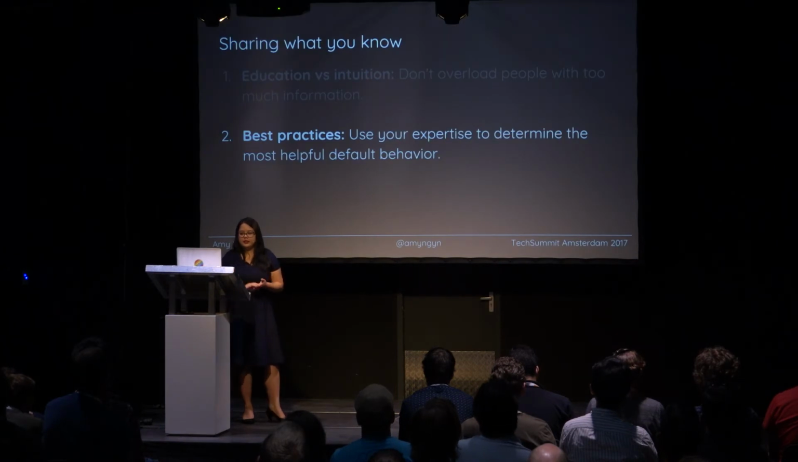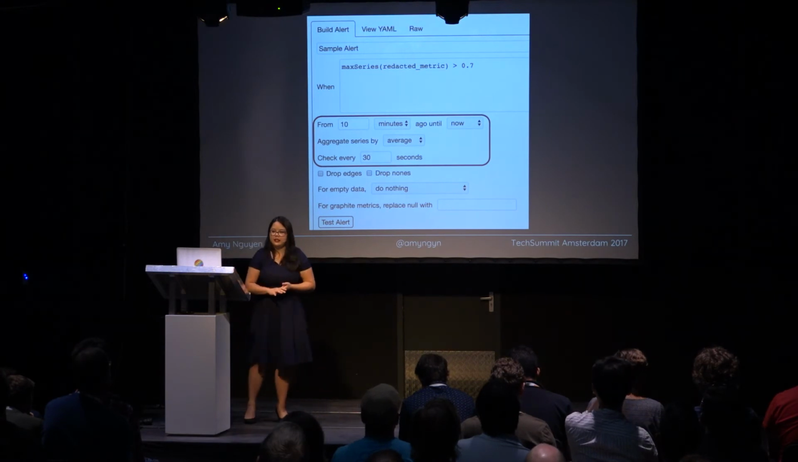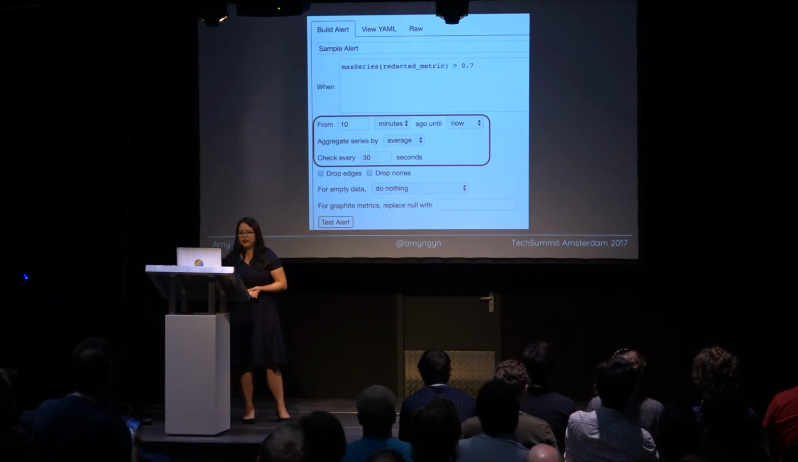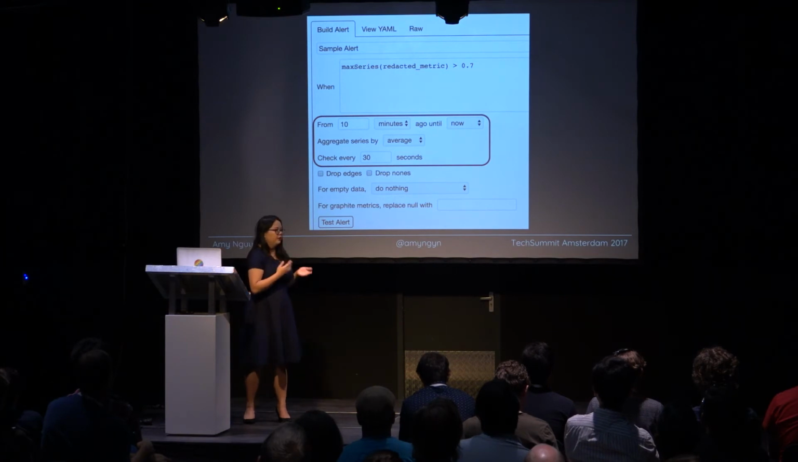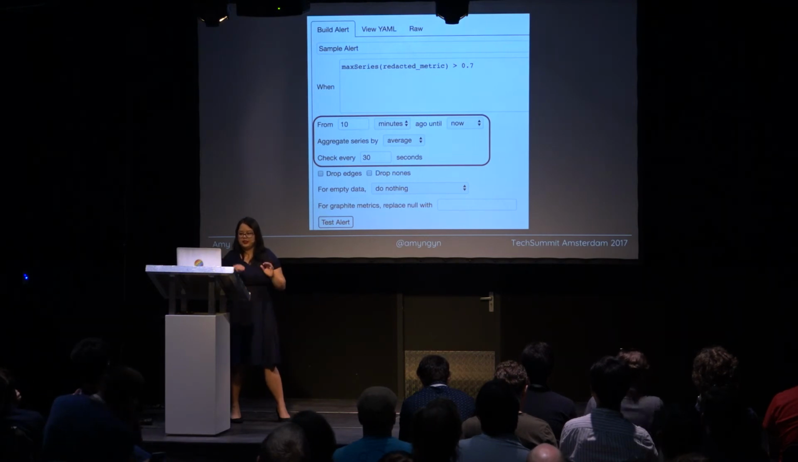So the next thing I want to talk about is your best practices. You can use your expertise to figure out what the most helpful default behavior is. In our case, we used to have these all blank. And so you'd have to figure out, like, oh, I want 10 minutes, or I want to aggregate by average as opposed to some other aggregation method. I want to check it every 30 seconds. If you put things in as a default, it means that people don't have to think so hard about what they want to type in here. And we want to make it as seamless as possible. People can just write in their metric and what their threshold is, and then kind of ignore the rest of this unless they actively want to tweak it.